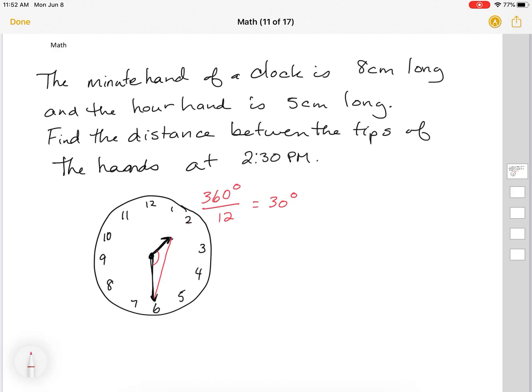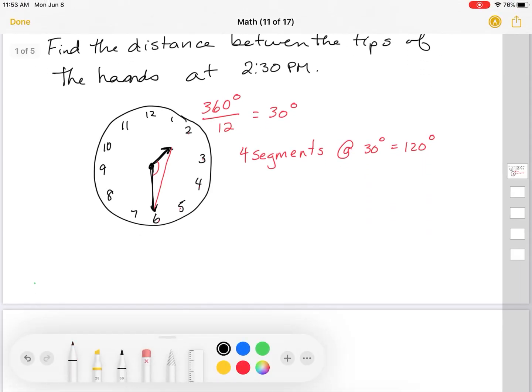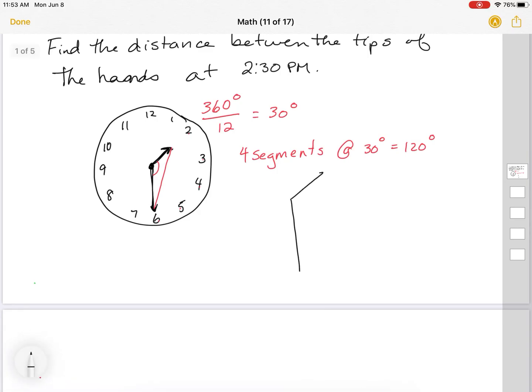So that means we can count how many degrees. So we go 1, 2, 3, 4. So we have 4 segments at 30 degrees. So that means that our angle in the middle there is 4 times 30, which is 120 degrees. Now, I'm going to free draw this triangle again. And so what that leaves us with is a triangle that goes like this. This angle, which I'll call A just for fun, is 120 degrees.